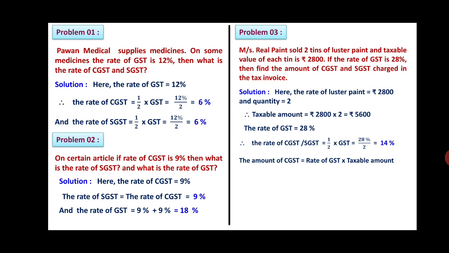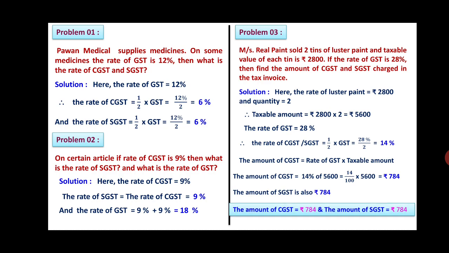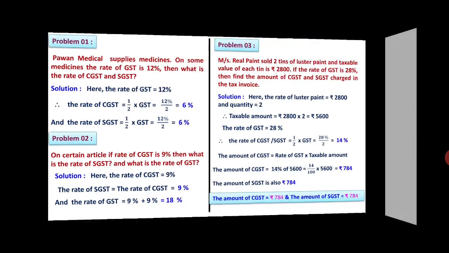The amount of CGST is equal to rate of CGST into taxable amount. So that is the amount of CGST is equal to 14% of 5600. 14% means 14 upon 100, of means into 5600, which after simplification, after solving this, you are getting rupees 784. As you got CGST, you can easily give the SGST. The amount of SGST is also 784 because both quantities are equal. Therefore, the amount of CGST is rupees 784 and the amount of SGST is also 784.